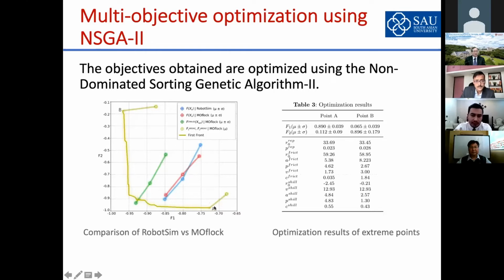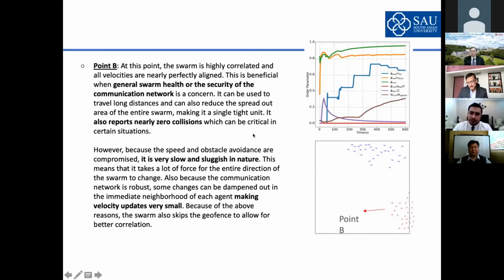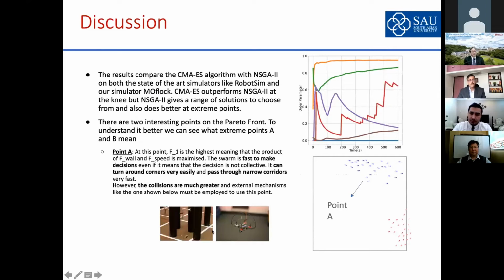So one can use any point in between and decide how much priority to give to F1 and F2. And these are the optimal parameters we got for point A and point B. Here it is discussed that for point A, if you can develop drones which can collide with each other, where collision is allowed, but you want speed, then better you go with this point A solution.